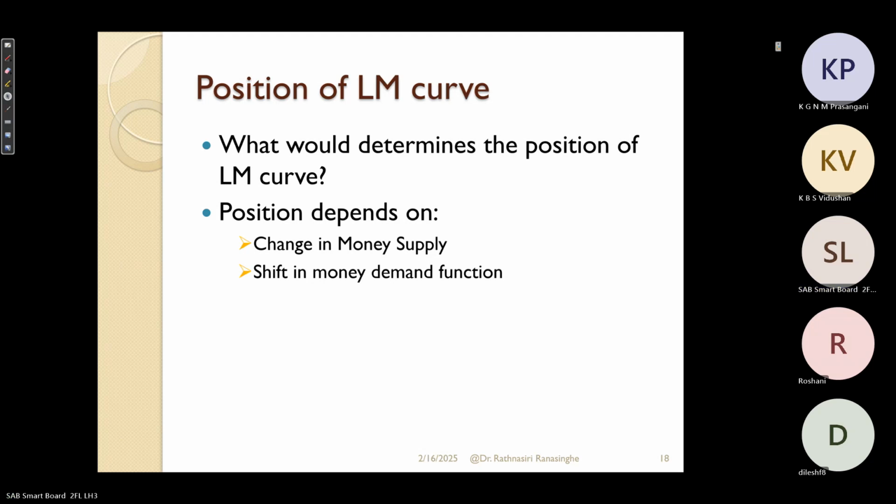Investments, payments, those are there. Likewise, some political factors also affect those things, right? So that depends on the autonomous money demand. Shifting the money demand function means changing the autonomous money demand, C0. If there is a change in C0, the entire money demand will shift left or right. Okay. We need to think about that.